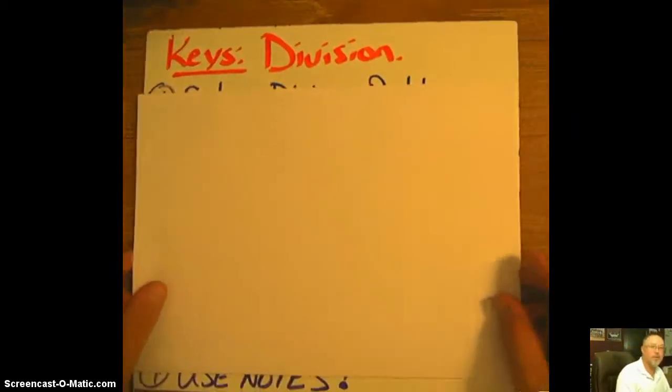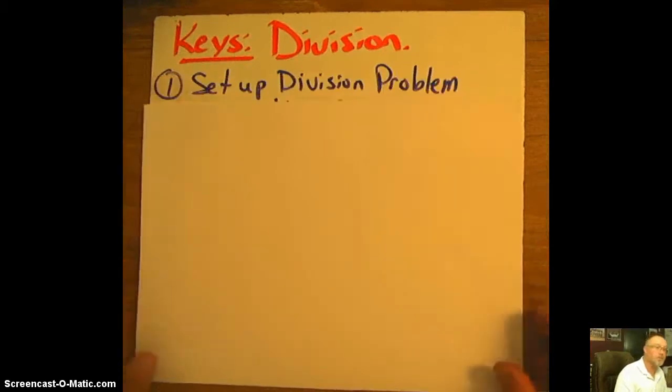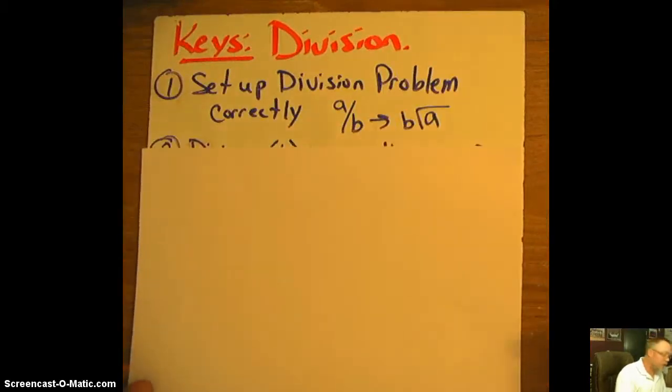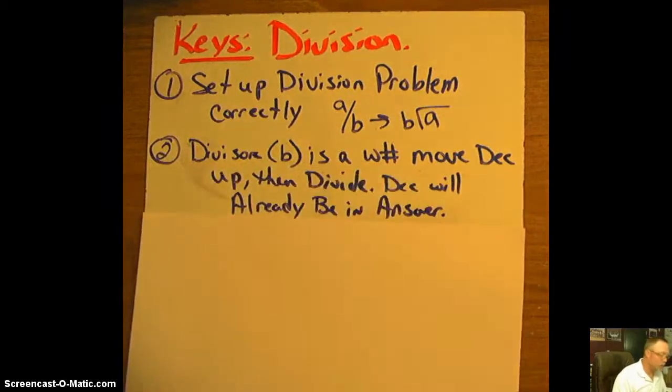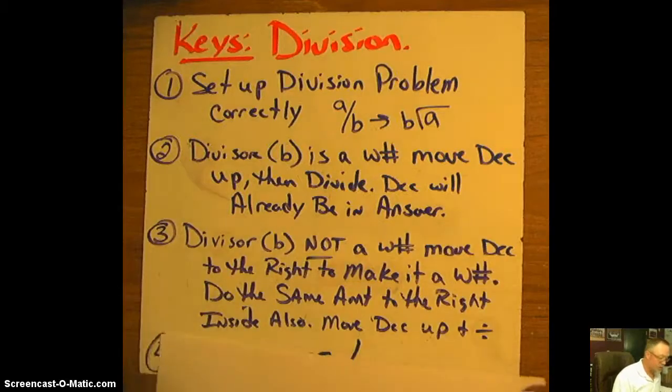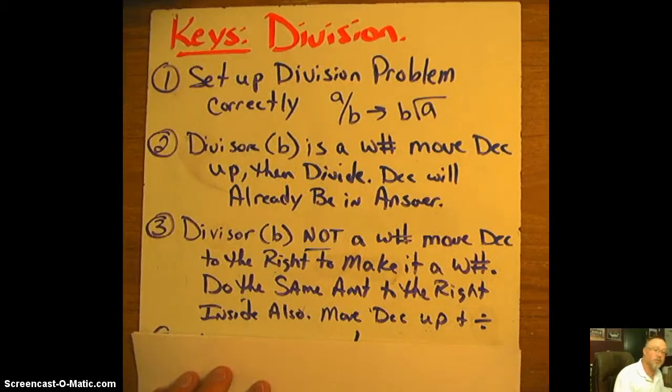And last is for division. When we divide things out, the keys are set up the division problem correctly. I used A and B. So A is the top number, B is the bottom number. So if our divisor, which is B, is a whole number, move the decimal up, then divide. The decimal will already be in your answer. If the divisor is not a whole number, you need to make it so. Make sure that you move the decimal to the right, but you're also going to do the same in the answer or inside the quotient. So do the same amount to the right, inside also, move the decimal up, and then just simply divide because the decimal will again be in the answer.